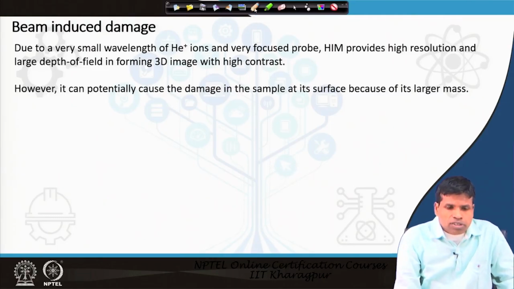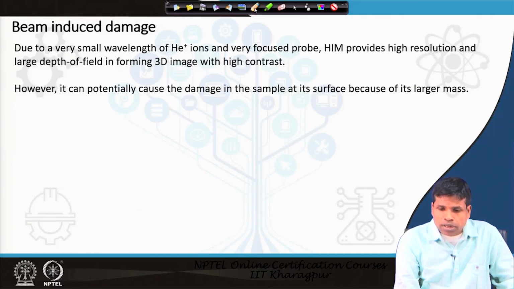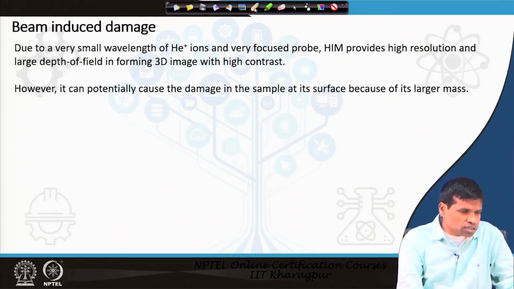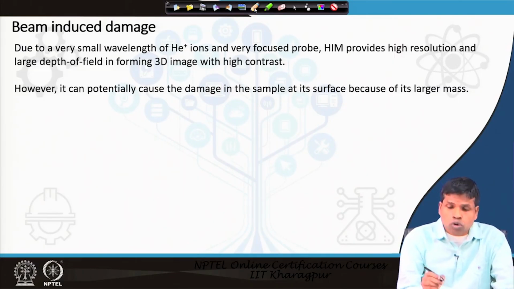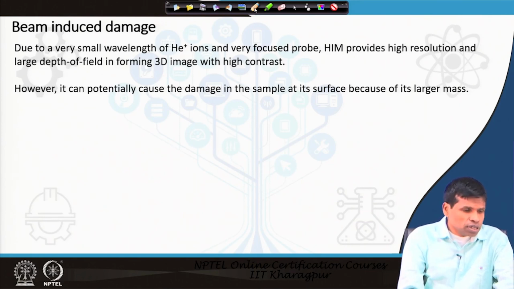Due to the very small wavelength of helium and the very focused probe, the helium ion microscope provides good resolution and also a large depth of field that we have discussed before. It can potentially cause damage in the sample at the surface because of its large mass. So, it is important therefore to control the dose of ions when it falls on the specimen.